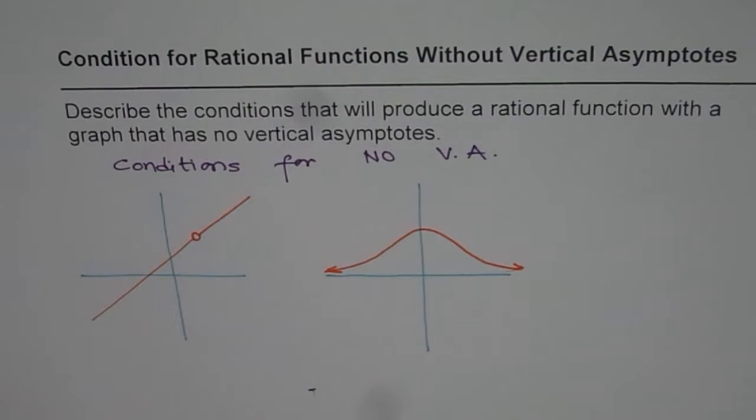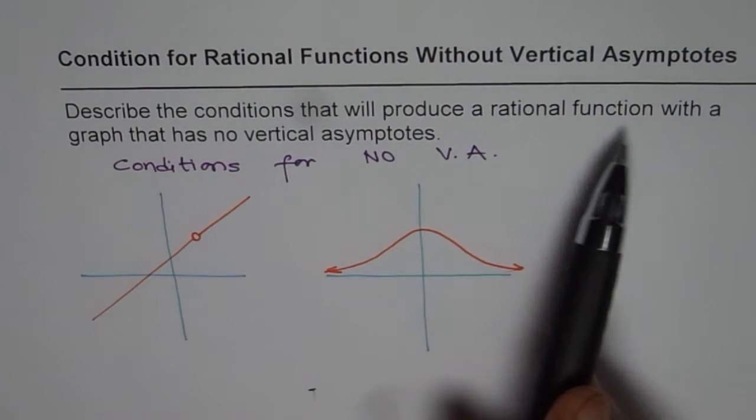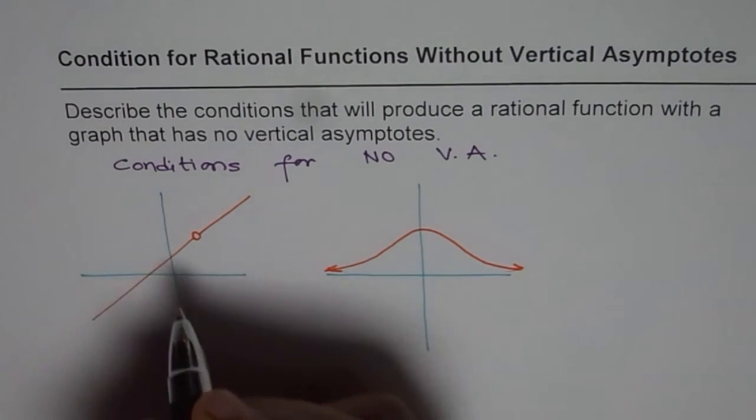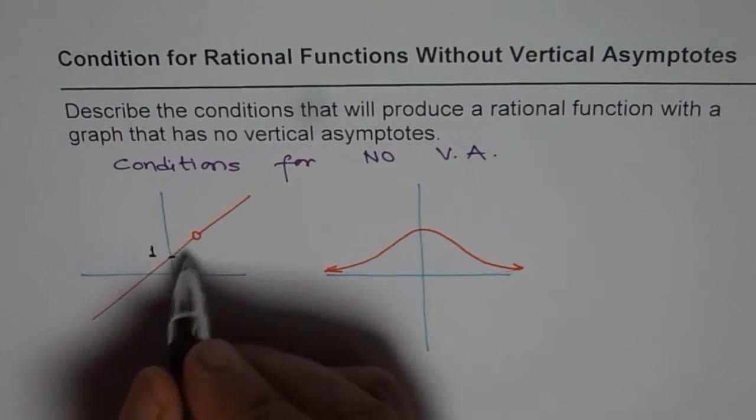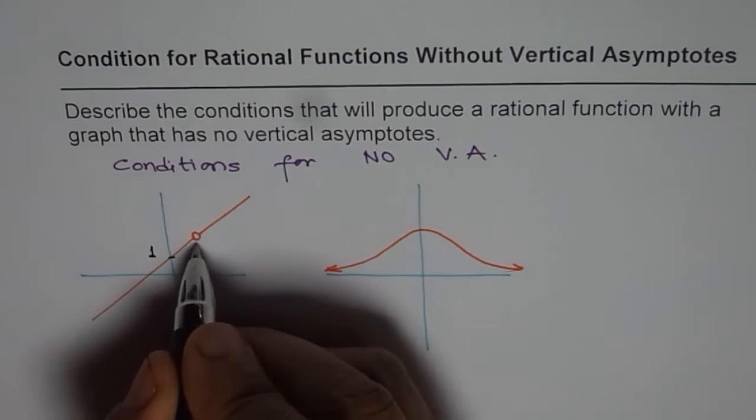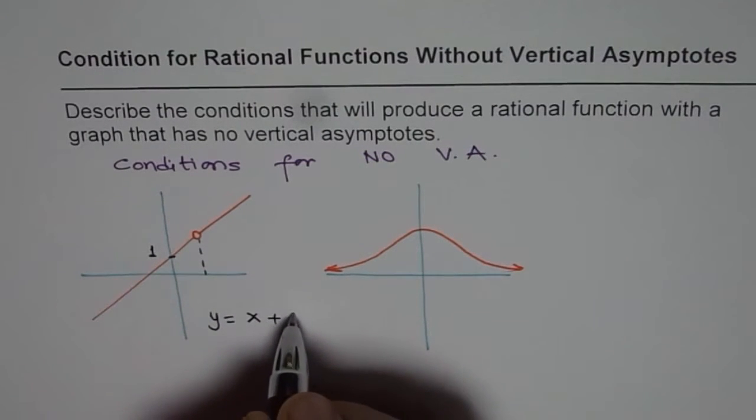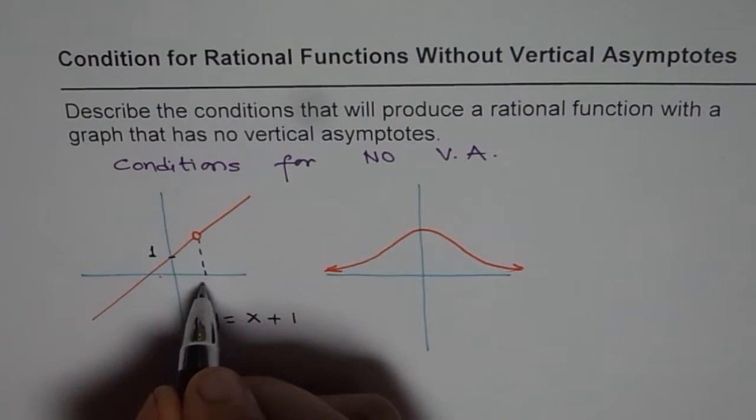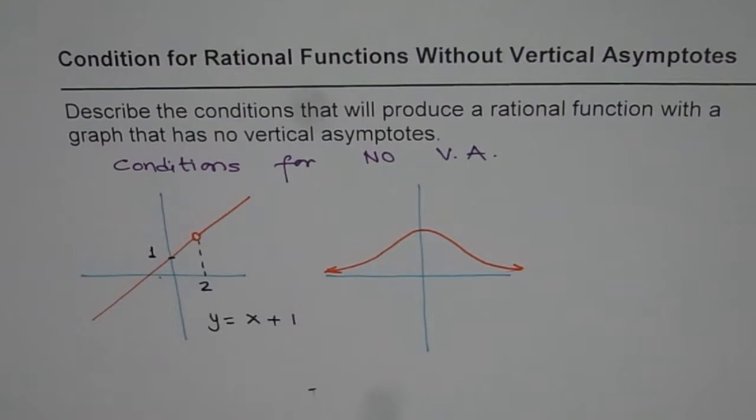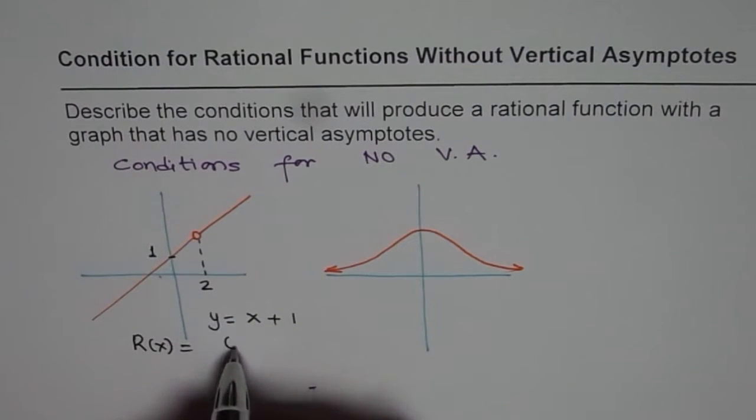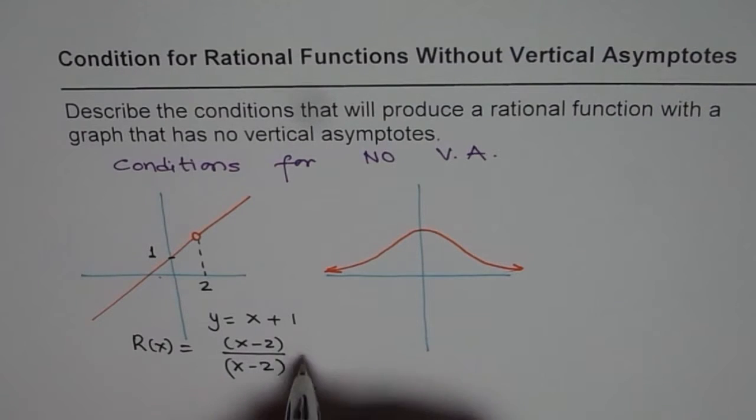Now what can you conclude? We need to describe all the conditions that will produce a rational function with a graph that has no vertical asymptote. So in this particular condition, let us say we have a line here with y-intercept at 1 and the slope as, let us say, 1. So let the equation be y equals x plus 1, correct? Now in this equation, let us say the discontinuity is at 2, which is the hole. That really means that the rational function has a common factor in numerator and denominator, which is x minus 2. Do you see that? x minus 2. That is a common factor, and the numerator has the value x plus 1.